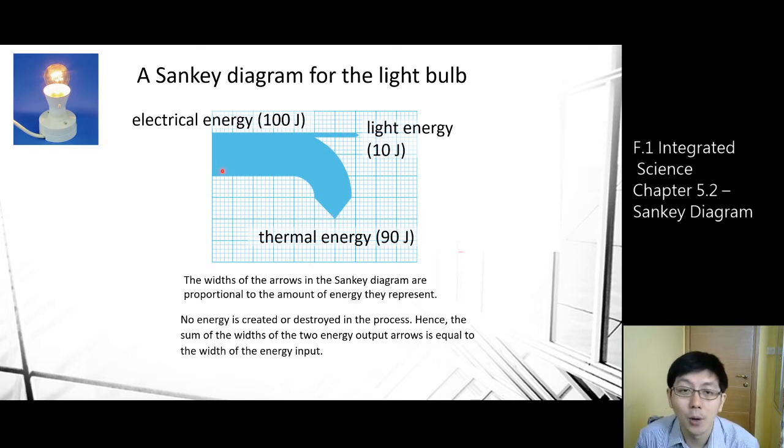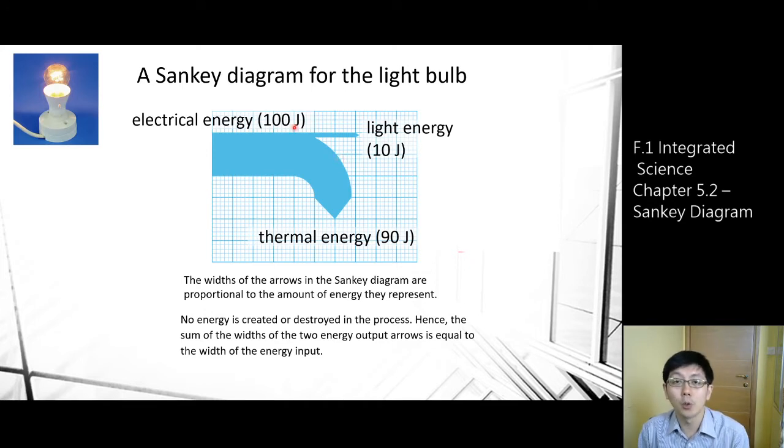Now for the Sankey diagram, you see we have different widths of the arrows. The width of the arrows are actually in scale to the amounts of energy for each type. As you have learned in the last part about the law of conservation of energy, for the energy conversion, 100 joule, after conversion, the total amount of output energy, the sum of them, will still be 100 joule. So this obeys the law of conservation of energy.